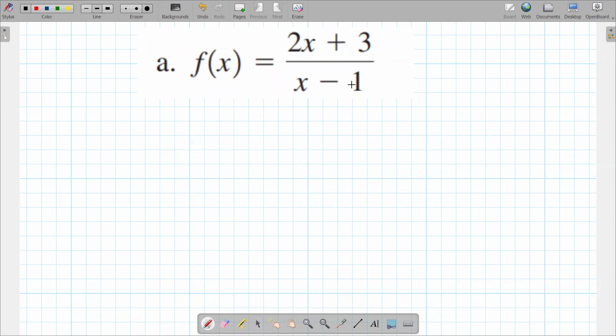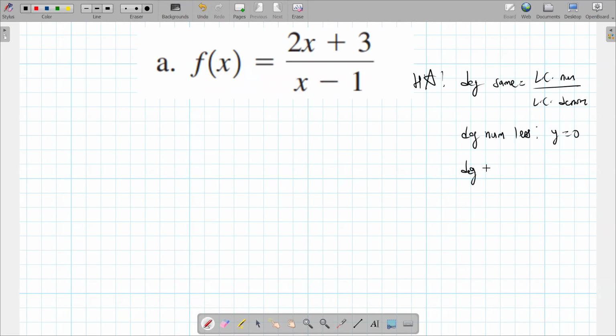There are 3 conditions for a horizontal asymptote. If the degree is the same, then it's going to be at the leading coefficient of the numerator over the leading coefficient of the denominator. If the degree in the numerator is less, then it's going to be at y equals 0. If the degree in the numerator is higher, or if it's more, then you have no HA, you have to do long division. So what's our horizontal asymptote here? 2. So y equals 2.